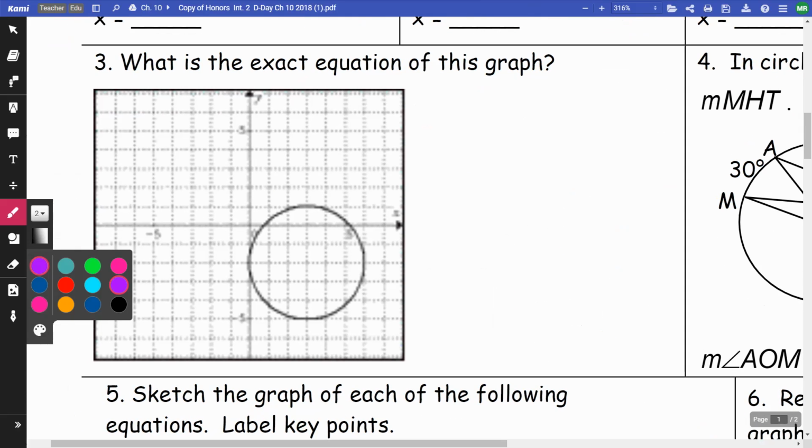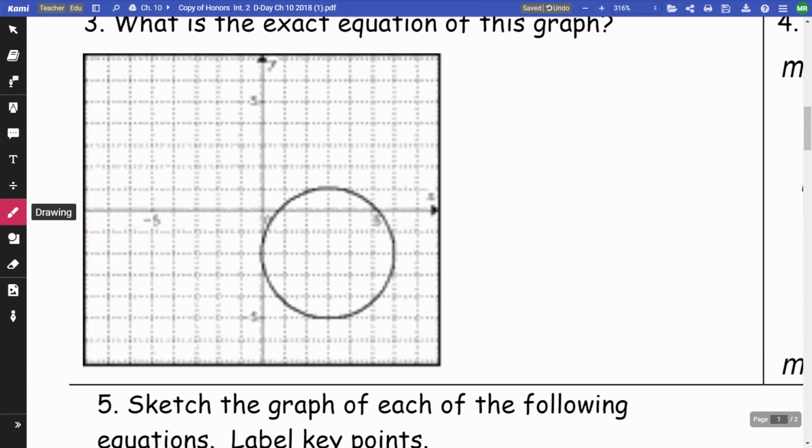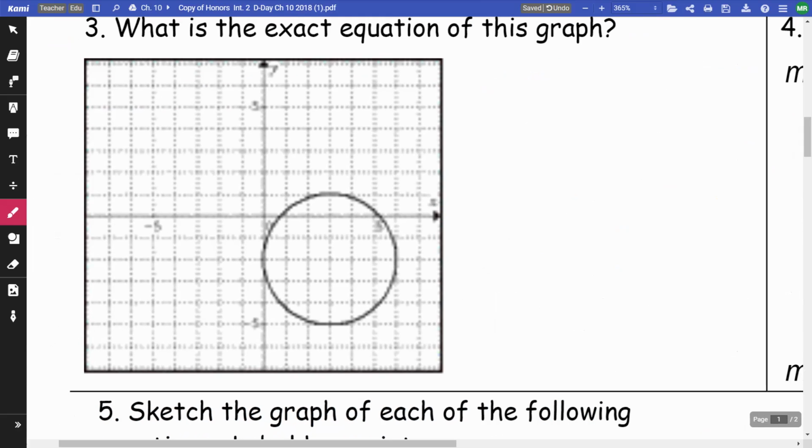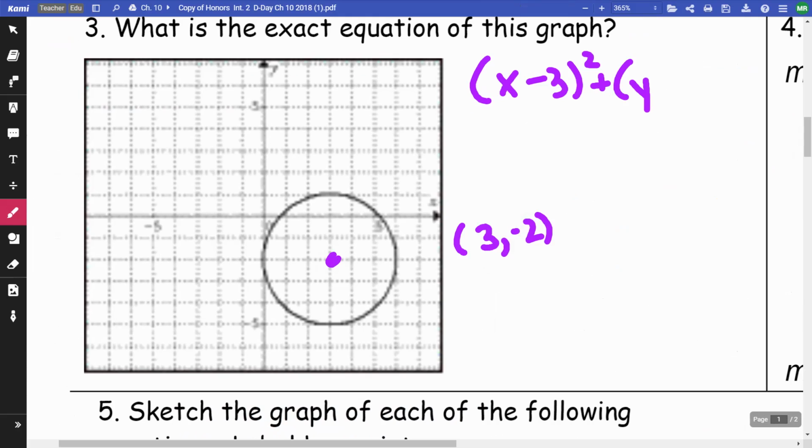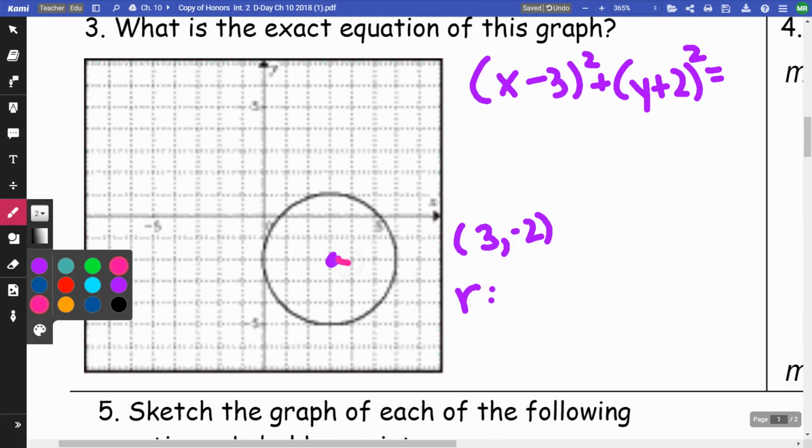On number 3, we want to come up with the equation for the circle. So first thing I'm going to do is find my center. And so that center is at 3, -2. So that means we're going to have x minus 3 squared plus y plus 2 squared equals, and then my radius is 3. So that means this is going to equal 9 because it's always equal to 3 squared.